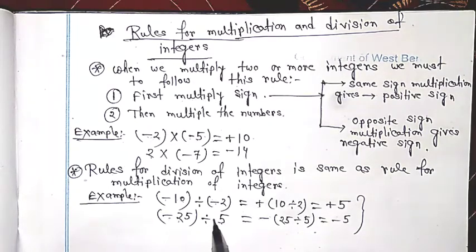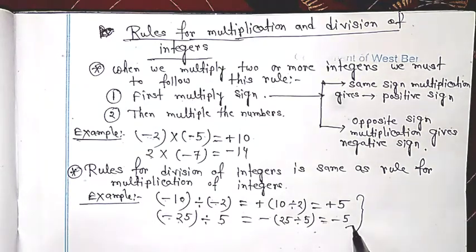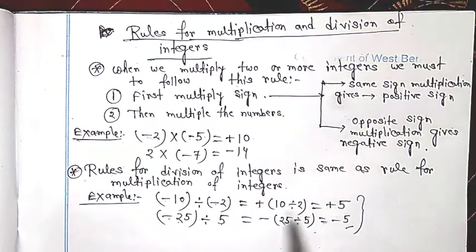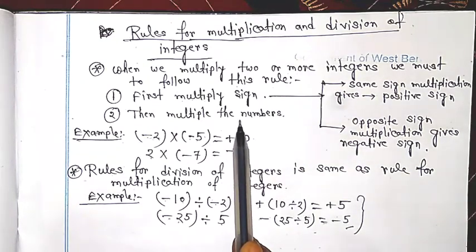Minus 25 divided by 5, second example. Here no sign is mentioned for the 5, that means it is a positive sign. So minus divided by plus gives minus, because when we divide opposite signs, we get a negative sign. 25 divided by 5 is equal to 5. So the answer is minus 5. So these are the rules for multiplication and division of integers.